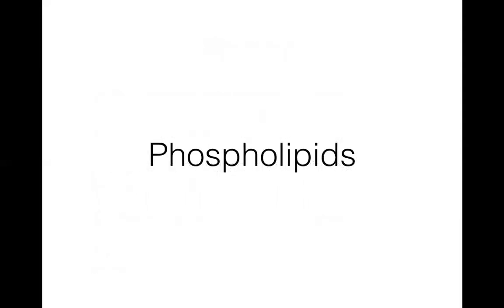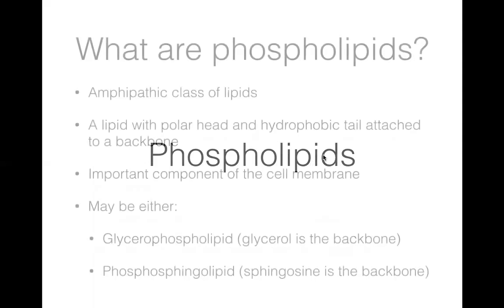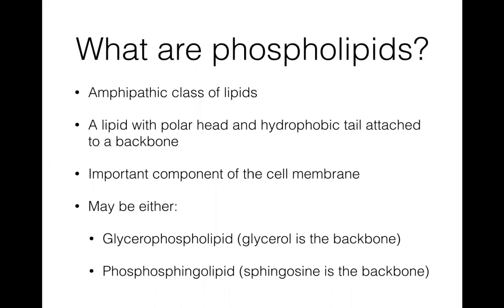So now let's move on with phospholipids, the next member of the lipid family. In contrast to the first lipids that we have discussed, which are almost exclusively hydrophobic, phospholipids are an amphipathic class of lipids, which means these are lipids with a polar head and a hydrophobic tail. Both components are attached to a backbone. One of the important functions of the phospholipid is that they are an important component of the cell membrane.